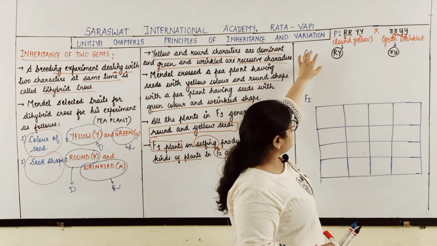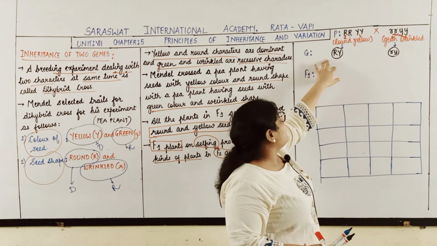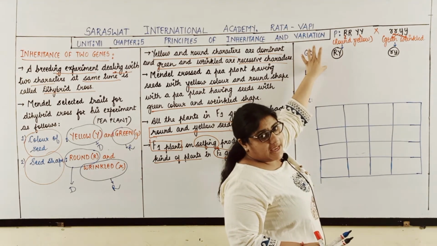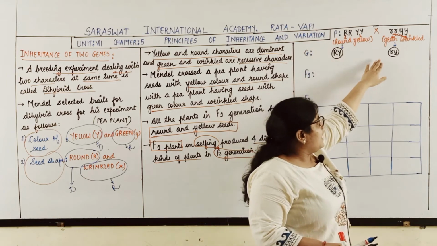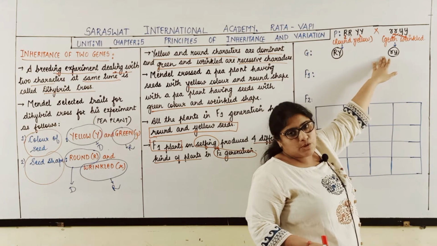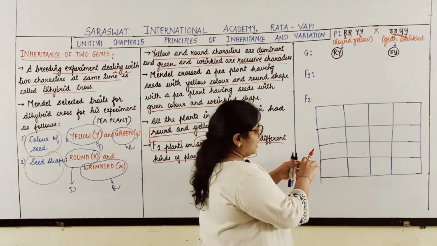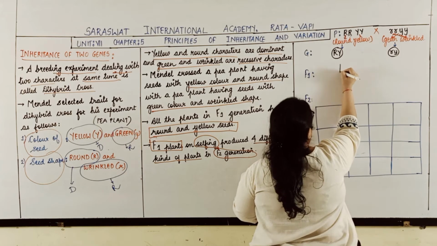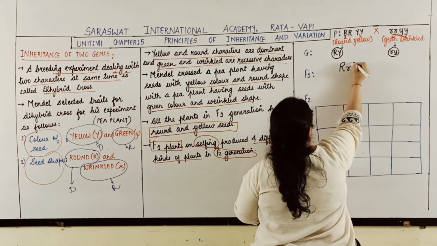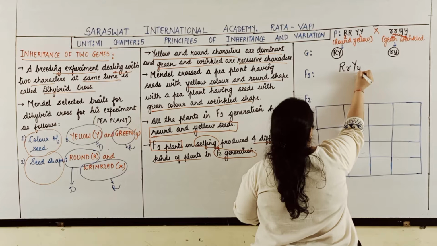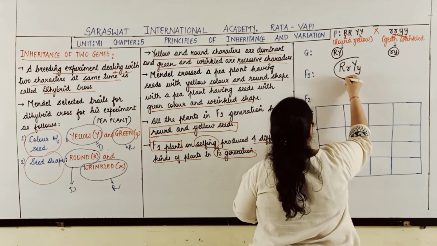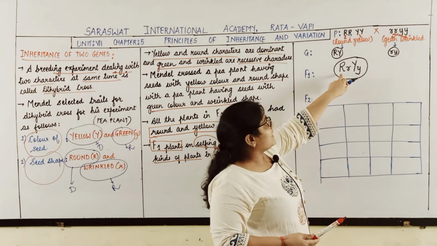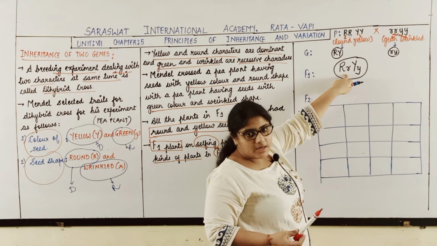Now students, what are the gametes produced? Here all the gametes will have capital R and capital Y, and here all the gametes will have small r and small y. Now students, what would be obtained in the F1 generation? All the plants would be capital R, small r, capital Y, small y.